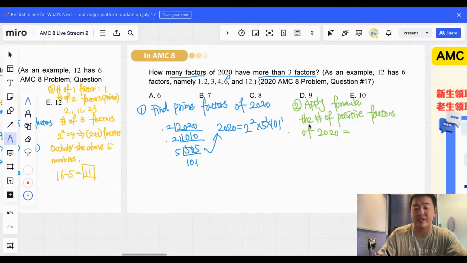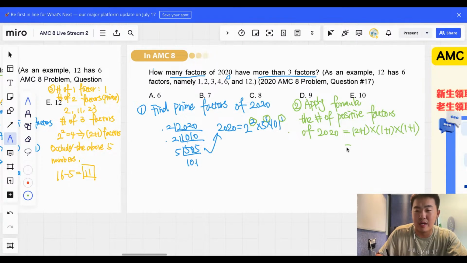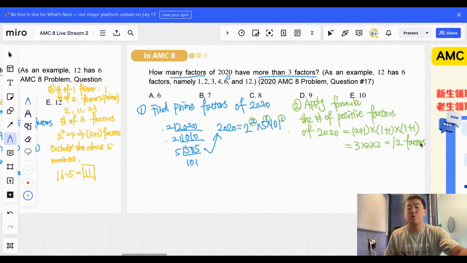So in this case, our exponents are 2, 1, and 1. So 2 plus 1 gives you the first multiplier, times 1 plus 1. You see why I'm writing 1 explicitly? That will be very helpful, okay? How about the last multiplier? Exponent, which is 1. Don't forget a plus 1. So we have 3 times 2 times 2, which is 6 times 2, right? It gives you 12 factors, okay? So 12 is the number of factors for 2020.